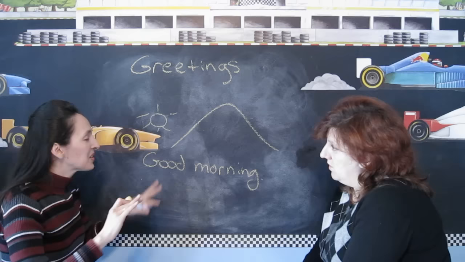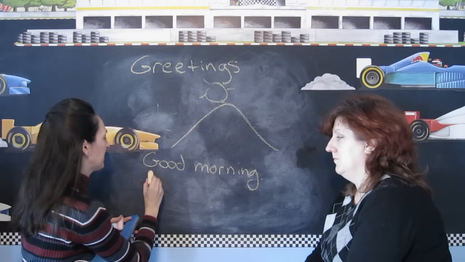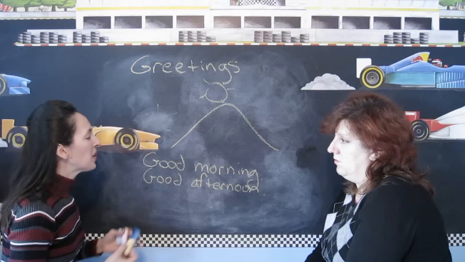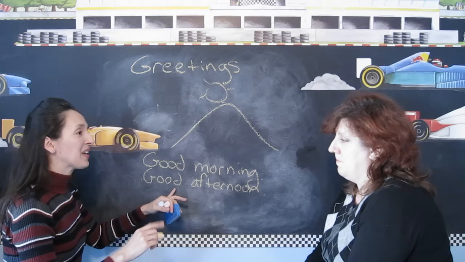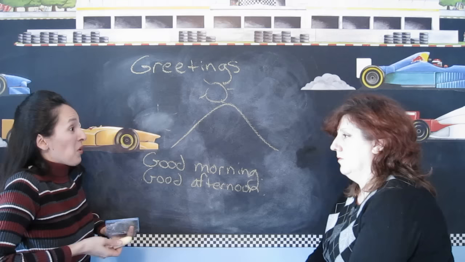Now, the sun goes up in the sky. There's the sun, and it's afternoon. Good afternoon. But with friends, we don't usually say, good afternoon, Natasha. I just say, hi, Natasha. Hello, Natasha. But I could say, good afternoon, Mrs. Jones. Good afternoon, Dr. Smith. Good afternoon, Professor. So good afternoon is a little more formal.